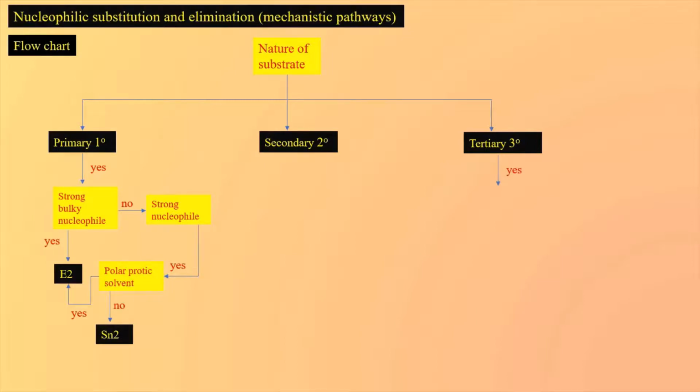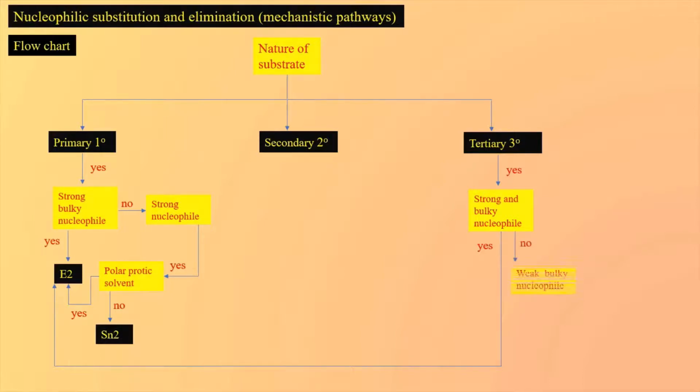Does that make sense? It's taken a lot of work to get this flowchart organized as it looks now, because this is very key. Say you determine the carbon substrate containing the leaving group is tertiary, yes. Then you ask the question, is the nucleophile strong and bulky? Again, if you say yes, then you have an E2. Strong generally means E2 or Sn2, okay? But if it's bulky, it's E2.